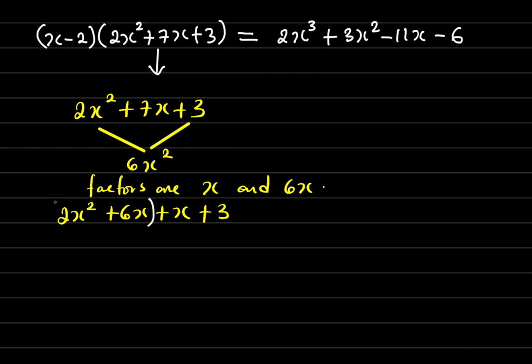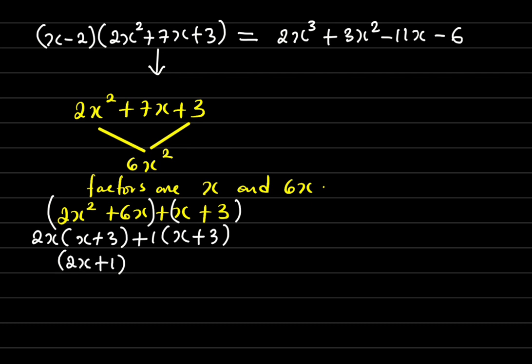All right, so we have it like this. What seems to be common here is 2x, so that I'll have x plus 3. And what is common here is actually 1, because 1 is a universal factor, so plus 3. Now, doing this, what I'm going to have is 2x plus 1, x plus 3. I'll factorize this quadratic expression.